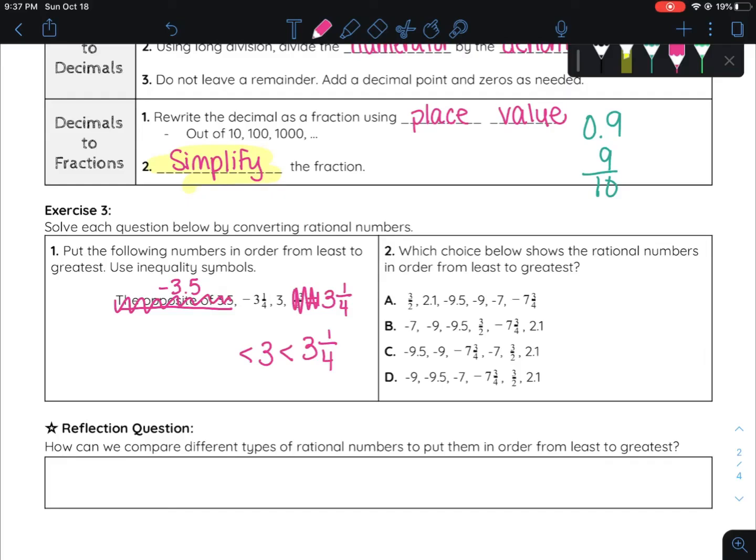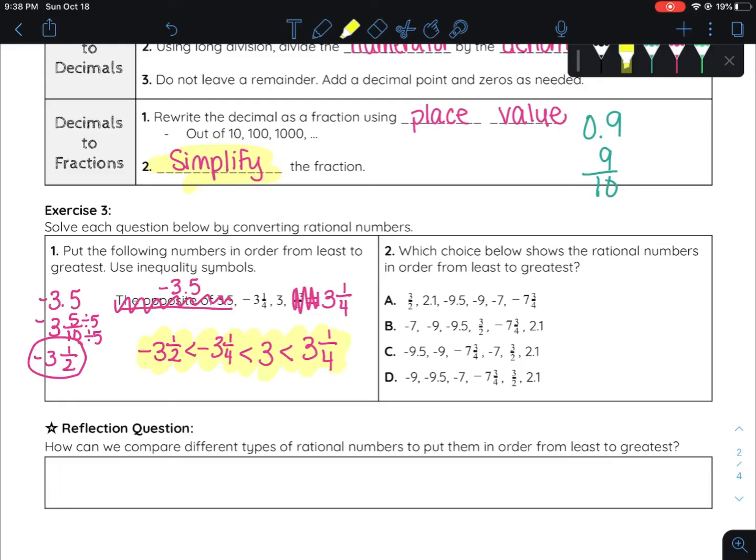Easiest way to do this is just to take negative 3.5. That's negative 3 5/10. Simplify by 5s, negative 3 1/2. So if you write that in, negative 3 1/2 is definitely the smallest here. So remember that negative numbers, the bigger they are when they're positive, the smaller they are when they're negative. Okay, so there's our final answer there.